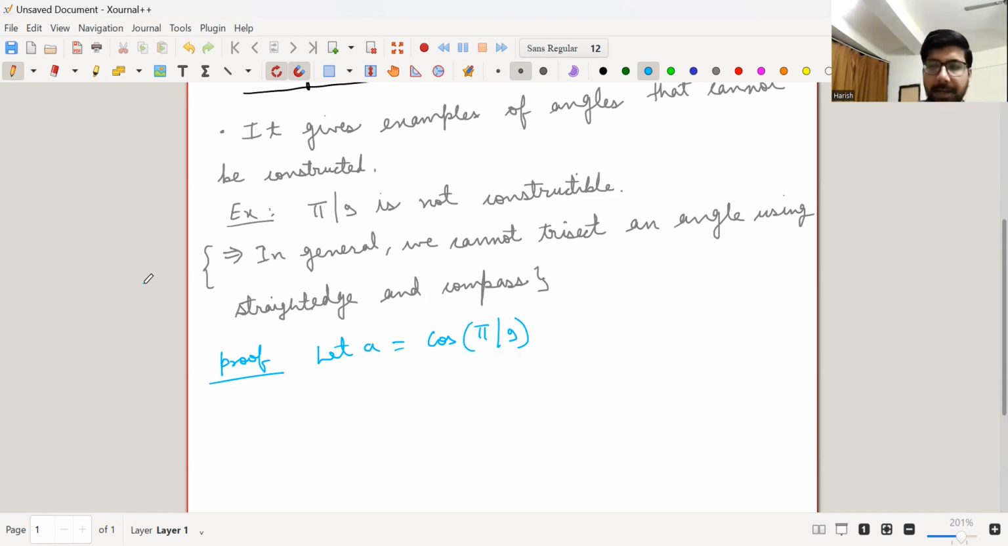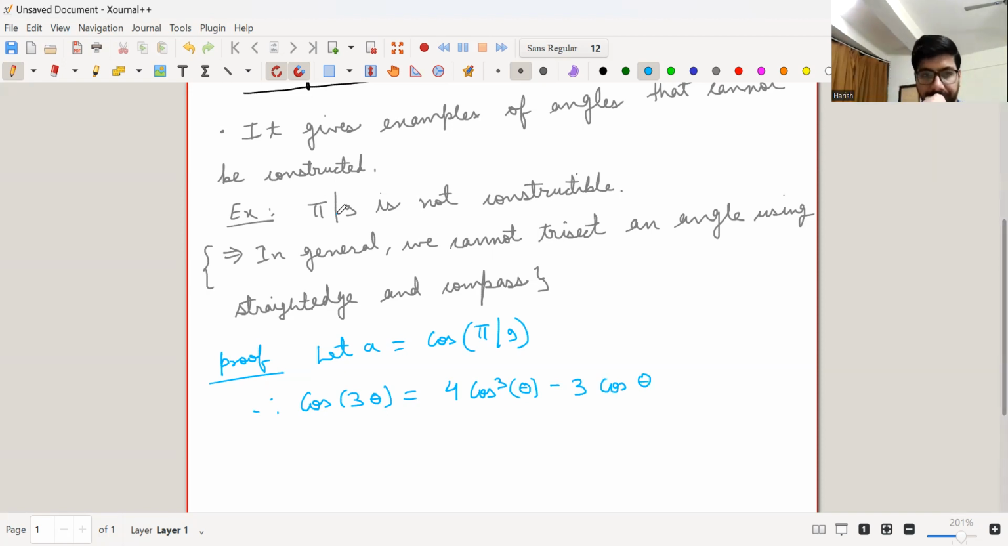So if a is cos pi by 9, then as we want to argue using pi by 3, what we will do, we will use the identity of cos 3 theta. So cos 3 theta is 4 cos cube theta minus 3 cos theta. Okay.